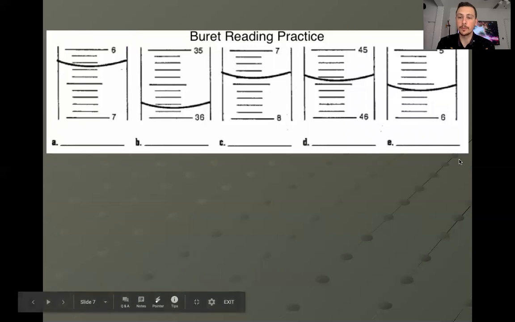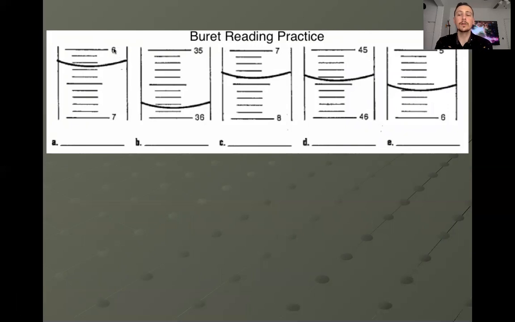So here we have some quick practice. We have burettes labeled A, B, C, D, and E. We'll do A together and then give you a moment to do some on your own. So to read burettes, you need to see the marking above and below where our meniscus is. So we have 6 and 7. So our reading is going to be somewhere between 6 and 7.